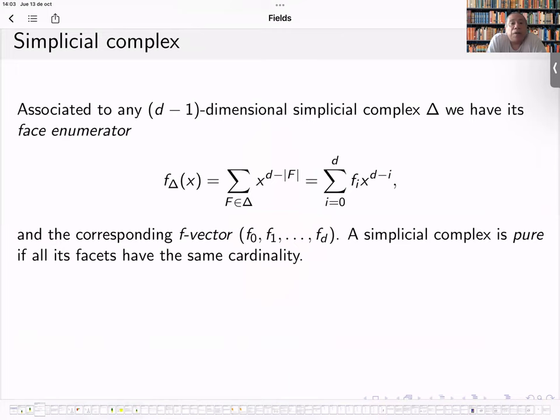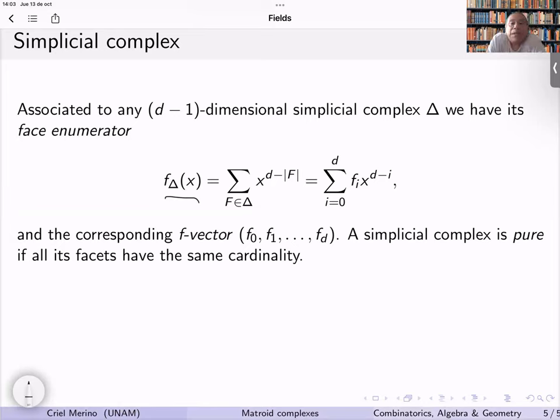So we are considering this simplicial complex coming from matroids, and there are two related invariants of simplicial complexes. One is the face enumerator. If you have a (d-1)-dimensional simplicial complex, then you construct the polynomial f(x), which is the sum, over every face of the simplicial complex, of the term x to the d minus the size of the face. When you write this as a polynomial in powers of x, the term x^(d-i) will have coefficient f_i, which is the number of faces of cardinality i. Now you can just consider these coefficients, and that defines a vector called the f-vector.